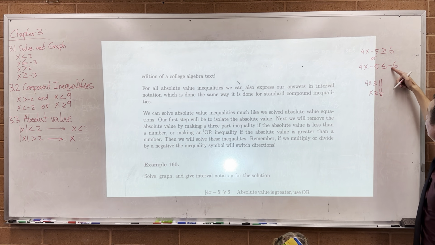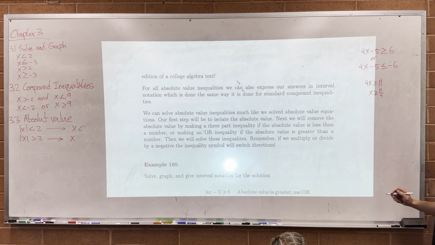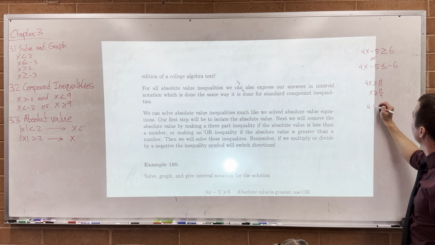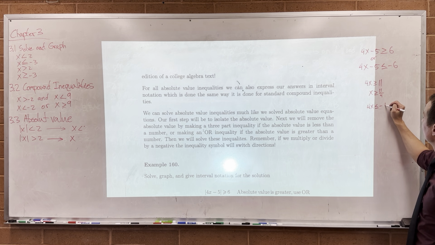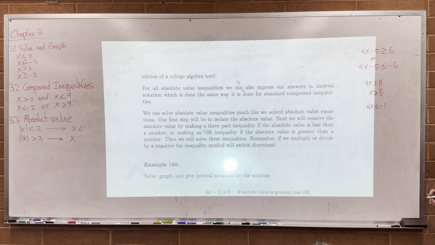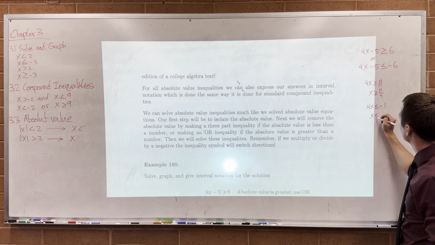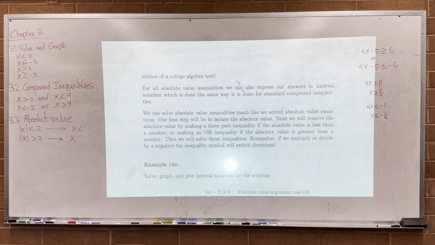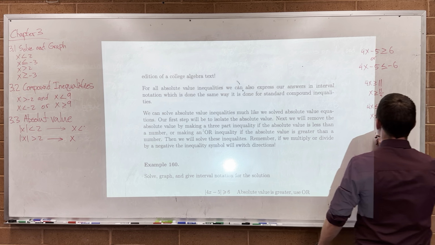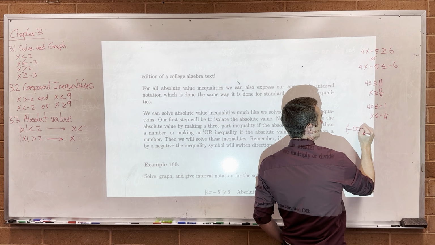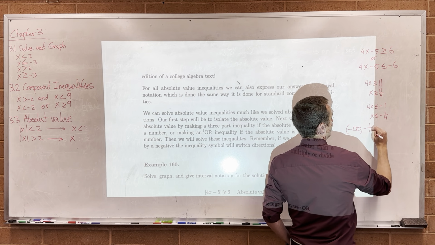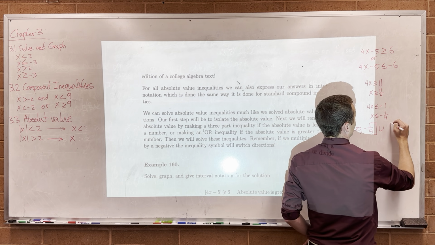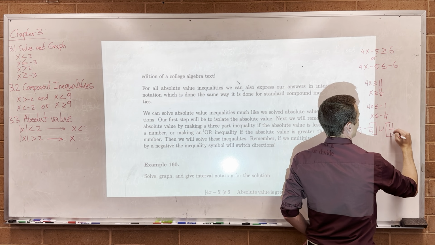So that's this inequality. Now from this one, what are we going to do? Add 5 to both sides, so we get 4x is less than or equal to negative 1. Divide both sides by 4, and we get x is less than or equal to negative 1/4. So what are our solutions in interval notation? It's all the numbers less than negative 1/4, including negative 1/4, together with all the numbers starting at 11/4 off to infinity.